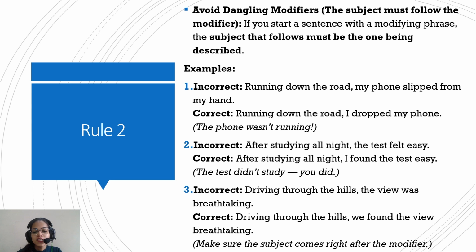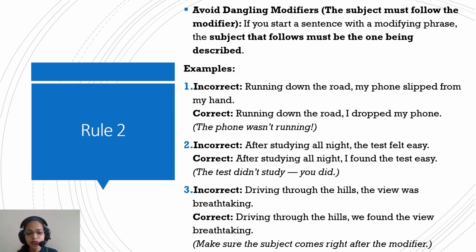After studying all night, the test felt easy. So, who was studying all night? Was the test studying all night? So, after studying all night, I found the test easy, because after the modifier, the subject that is being modified should be placed immediately after it. So there is clarity. The test didn't study, I studied the whole night. I should get the credit.